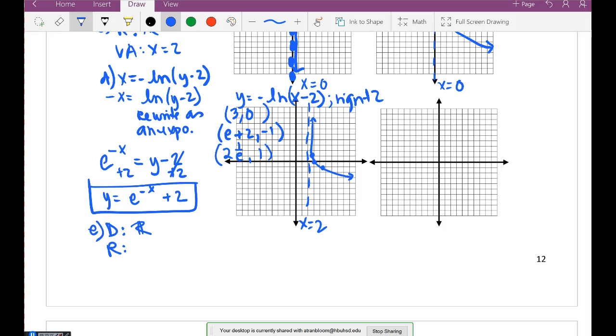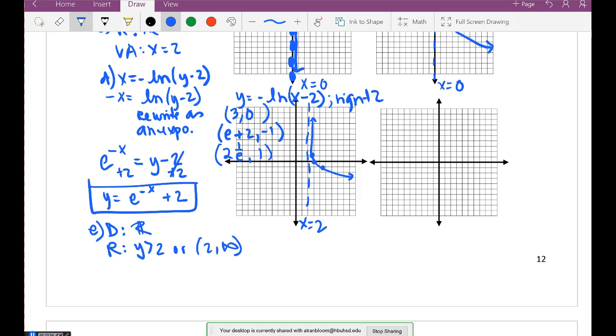Huh? X cannot equal 2? Are you positive about that for the domain of the regular function? X is greater than negative 2. Good. Perfect. Then can you tell me what the range is for our inverse? The range of the inverse is y greater than 2? Yes. Very good. Y greater than 2. Or can I write it as an interval? 2 to infinity? Yeah. Perfect.